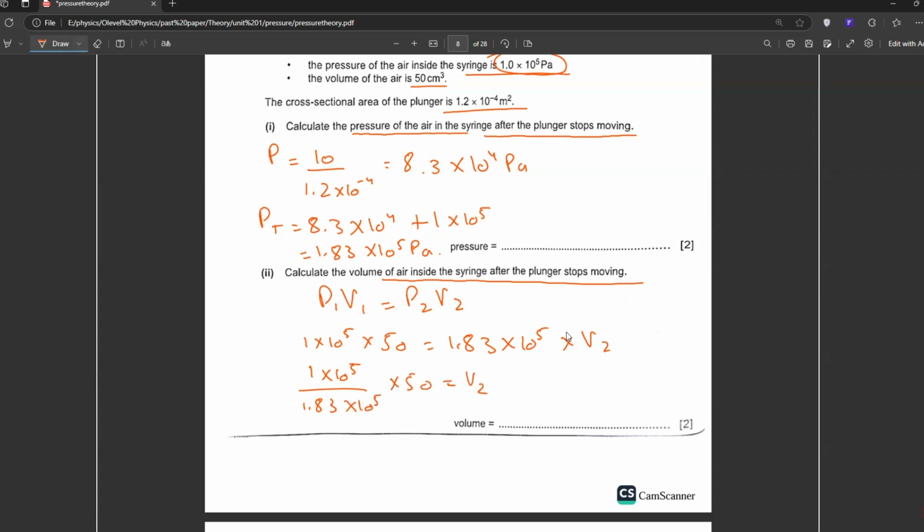Let's calculate that. 10 raised to the power of 5 divided by answer into 50. This gives you a value of 27.3. Your final volume comes out to be 27.3 centimeter cube. Simple. Let's move on to the next question.